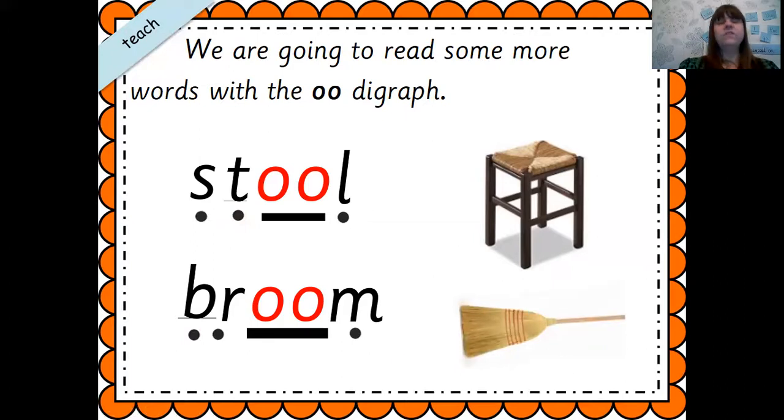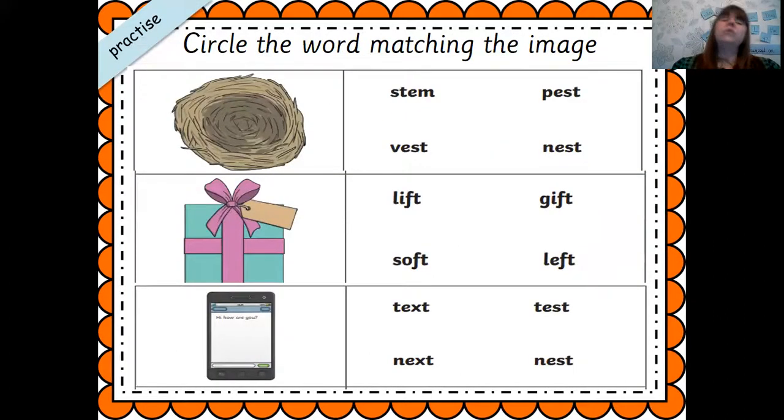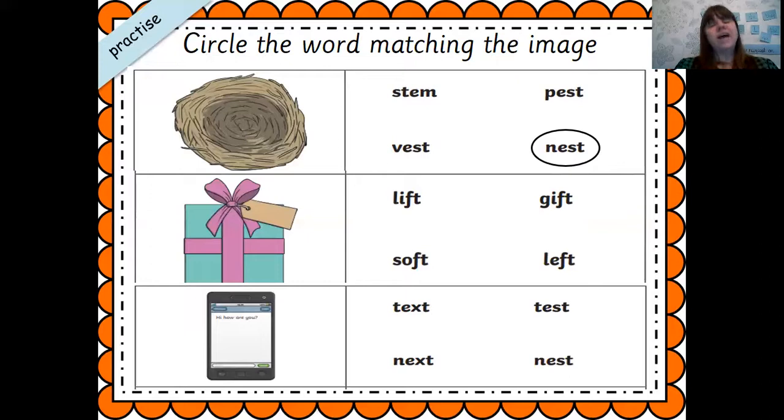Excellent. Well done, everybody. So I will upload this sheet, and all I want you to do for the practice session is sound out the object on this side and find the matching word. You will circle the matching word. So our first picture, sound out nest. Get your segmenting and blending hands. N-e-s-t, nest. And then you will circle nest.